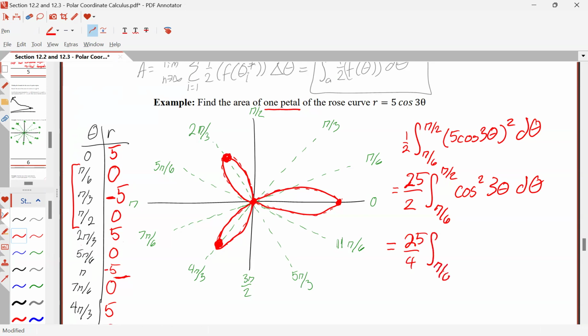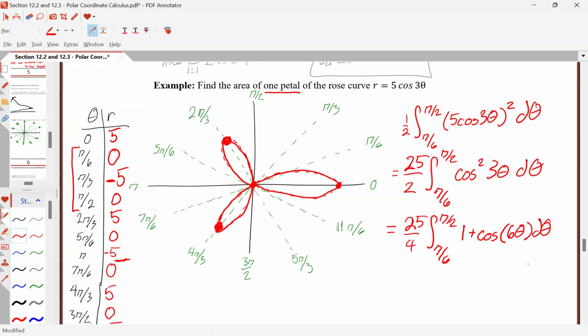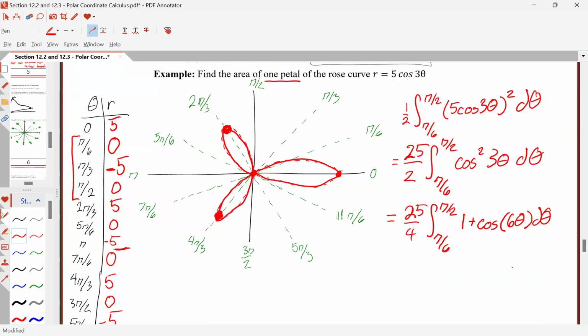The integral of pi over 6 to pi over 2. And the rest of the power reducing, we have 1/2 times 1 plus cosine of the angle doubled. So it's 3 theta, we're going to double that to become 6 theta. Now we can integrate this. That will become 25/4 theta plus 1/6 sine 6 theta from pi over 6 to pi over 2.